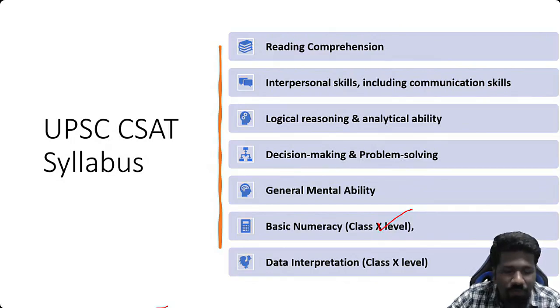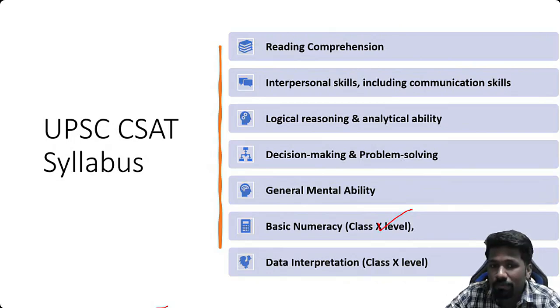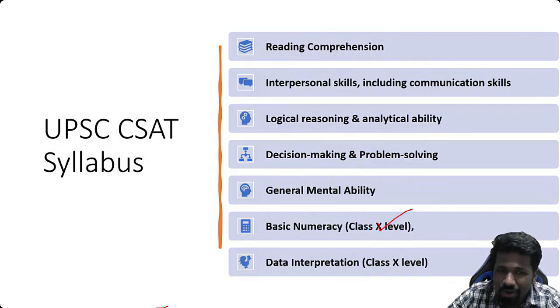In 2024, for some reason, permutation combination was not there. But in 23, almost 9 questions were from permutation combination alone. 22 also, 21 also, many questions were there. So don't completely trust this phrase class 10 level, because some of the questions are not class 10 level. Very few questions, but there was more than one question in the last few years which was not class 10 level also. So this is the syllabus mentioned by UPSC CSAT.